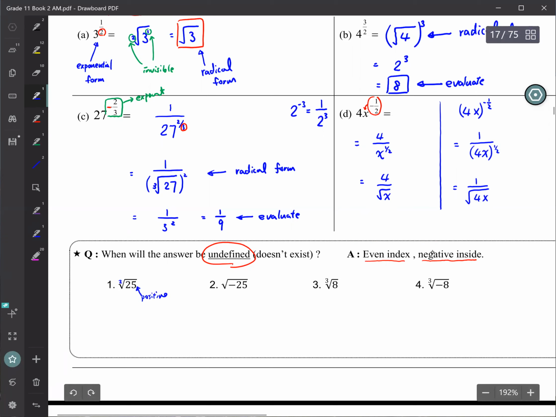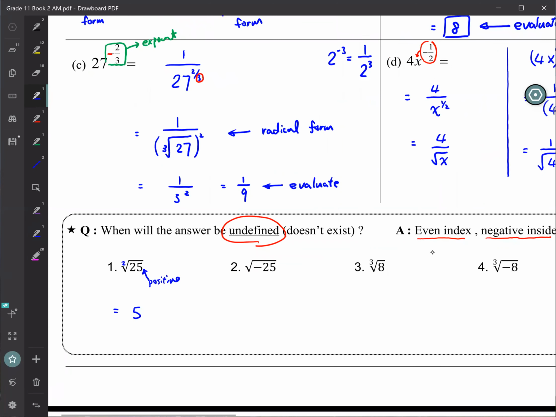Right, so this one should be okay, right? This is square root of 25. So this one is simply 5, just like square root of 9 is 3. It's okay. And we can also quickly check: 5 times 5 makes 25. So that's why it works.